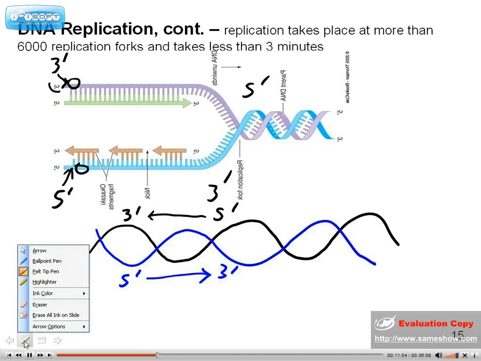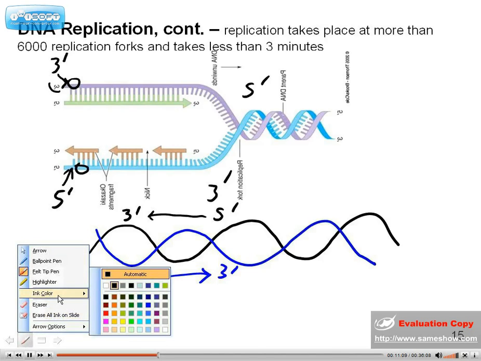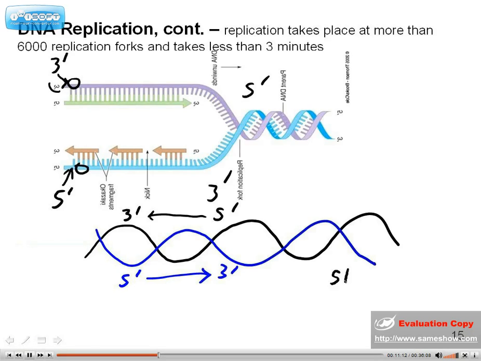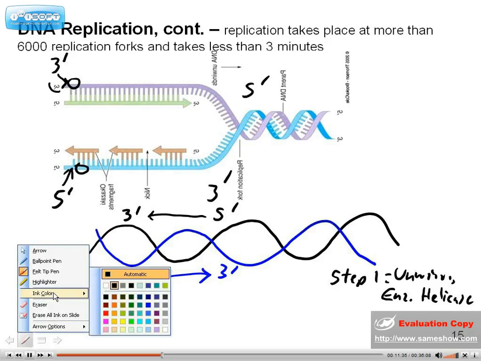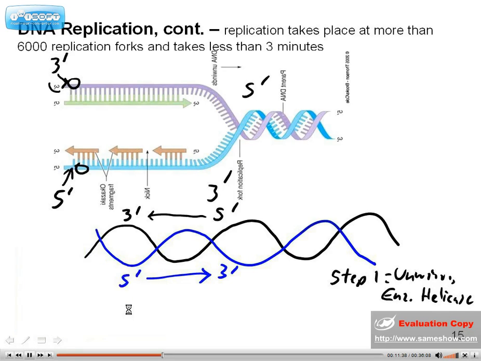In step one, we have the unwinding of the double helix. Basically, the enzyme involved is an enzyme called helicase. Should be easy to memorize: helix, helicase. And its whole job, and I'll make this one in green, is to go ahead and unwind the DNA.